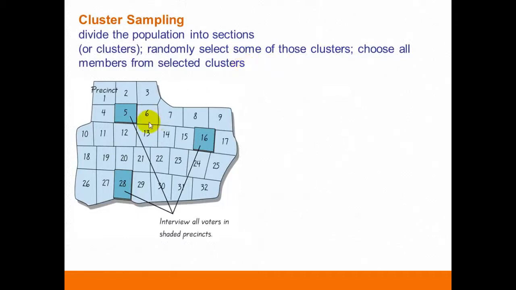Here's an example. If we had a state divided up into precincts and we wanted a cluster sample of the voters, then we would randomly select, in this case, 3 of the precincts, and we'd interview all of the voters in those 3 precincts. If we were doing a stratified sample, we would take a certain number of voters from each different precinct. That would be the difference.